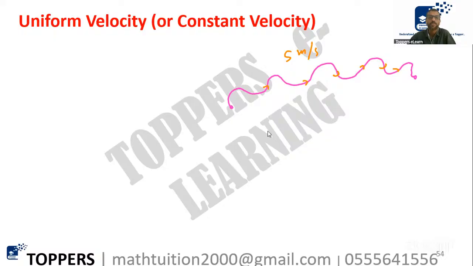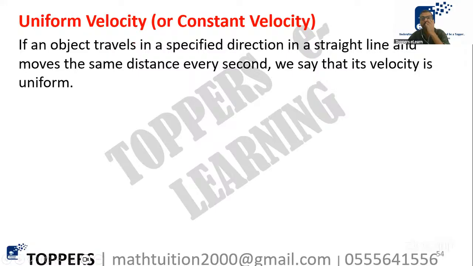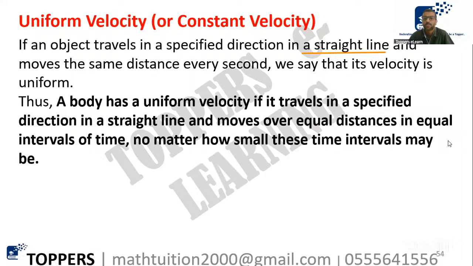Understood? If an object travels in a specified direction in a straight line and moves the same distance every second, we say that its velocity is uniform. So a straight line is important, not a zigzag line, not a curved line, not a circle. It should be a straight line, and its distance covered is equal in equal intervals of time. Then we can say there is a uniform velocity.